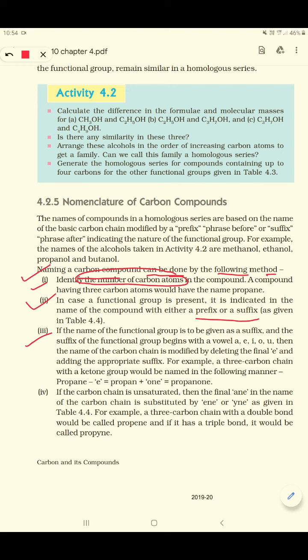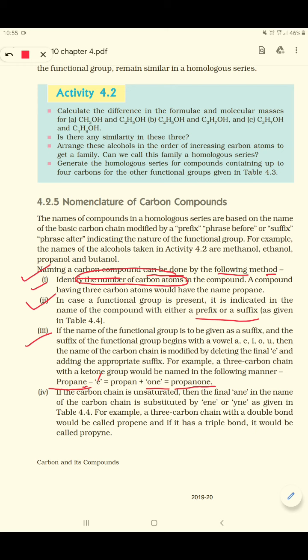For example, if a 3 carbon chain with a ketone group is to be named, what is to be done, students? See, in the name of propane there is E, isn't it? And the functional group suffix "one" starts with O, that is a vowel, A, E, I, O, U, isn't it? So the functional group suffix "one" begins with O. You have to delete the E, which is in the spelling of propane. So this E has to be removed and "one" has to be added. So the name becomes propanone. From propane, the last E we have to remove.